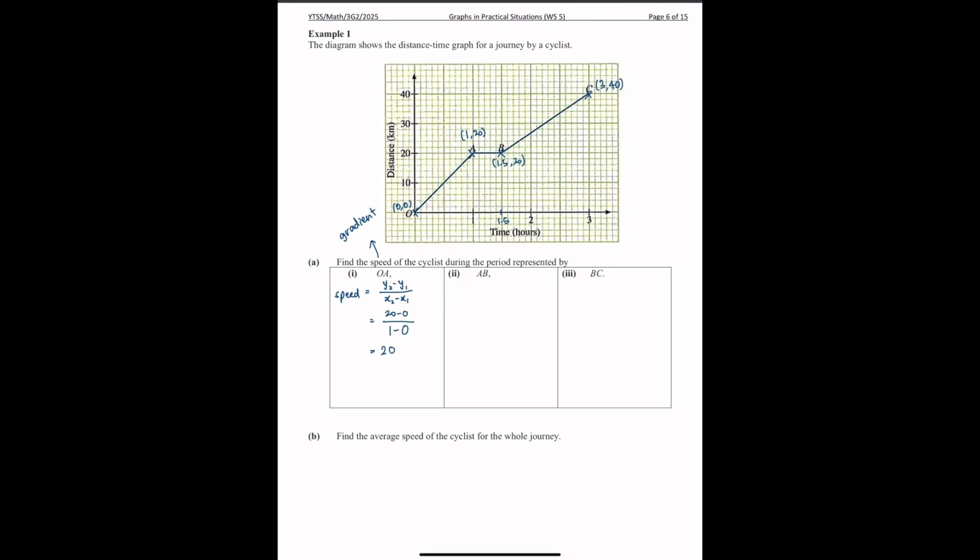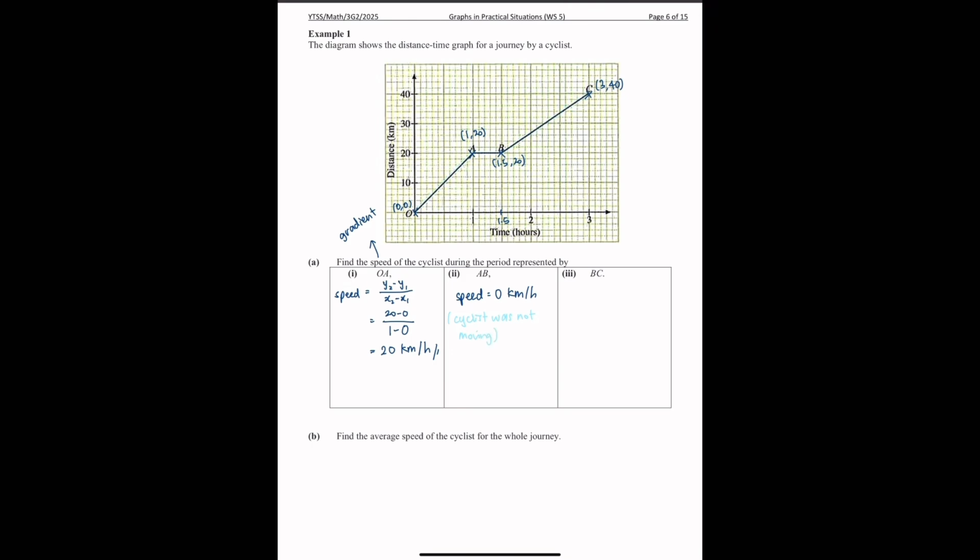Take note for the units, it will be distance over time. Distance unit is km, time is hour, so it's km per hour. Now let's move on to A part 2. If you notice, the distance here doesn't change. It is a horizontal line, so you can straight away write that speed equals 0 km per hour because the cyclist was not moving.